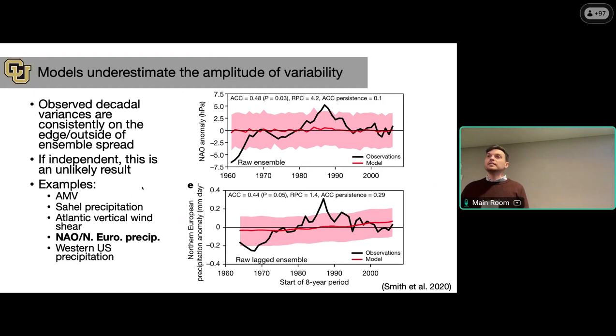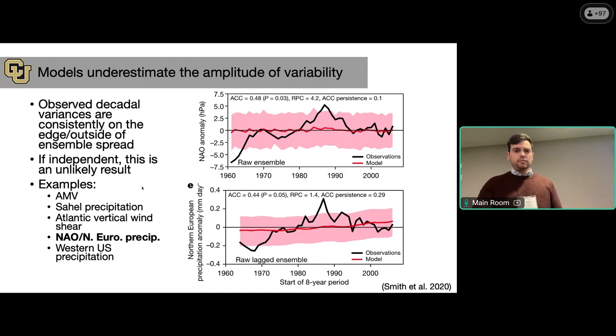And that's from a really large decadal prediction system. Same story holds for a major NAO impact, which is Northern European precipitation. That's on the bottom plot there, from the same set of models. That variance in observations seems to be higher than anything models are producing.